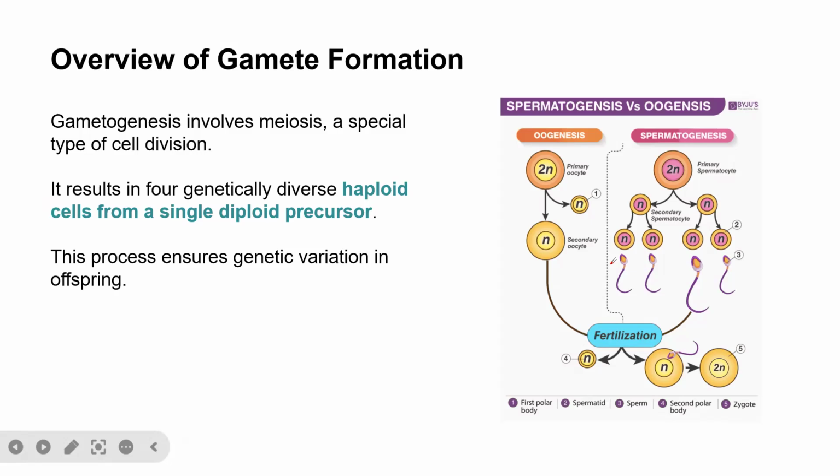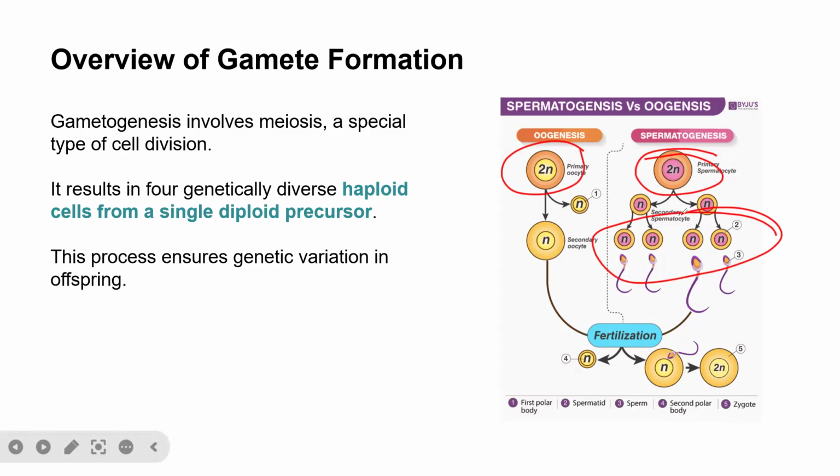And as we can see at the end, for example, spermatogenesis ends up producing four genetically diverse haploid cells. You see, they come from a single diploid cell. This is a diploid cell, and at the end, we end up having four genetically diverse haploid cells. So the process is called spermatogenesis.